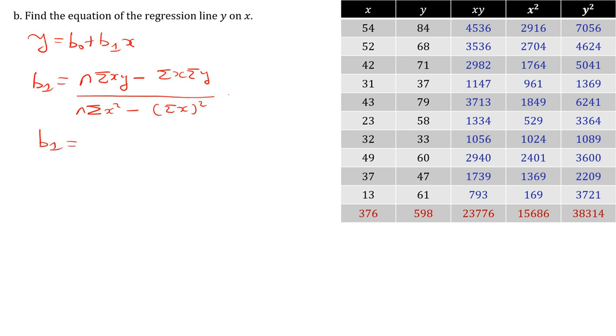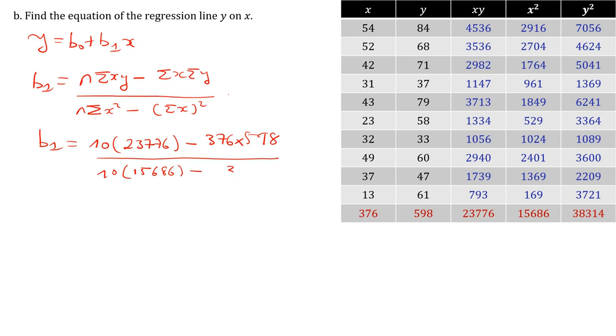So let's do the numerical application. N is 10, summation of xy is 23,776, minus summation x times summation y. So we have 376 times 598. All of this divided by 10 times the sum of x squared. Sum of x squared is 15,686, minus summation of x all squared. That's 376, all of that squared.